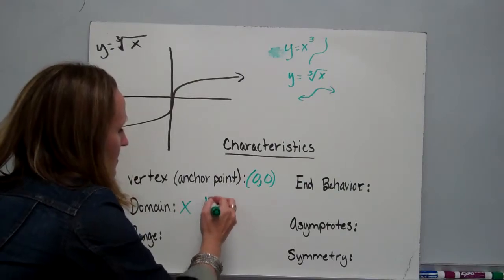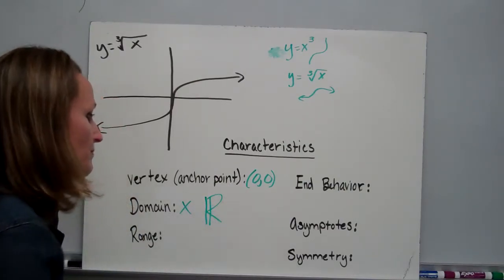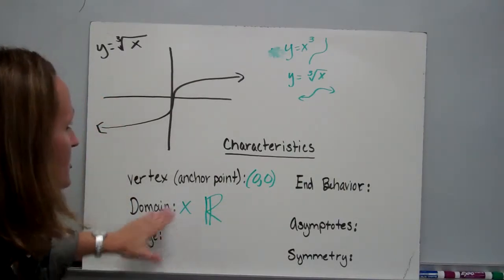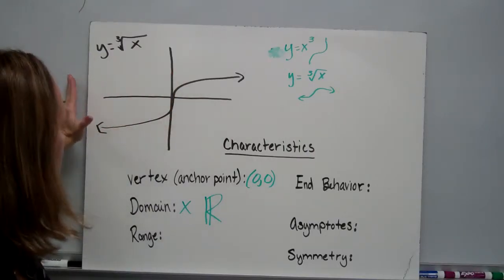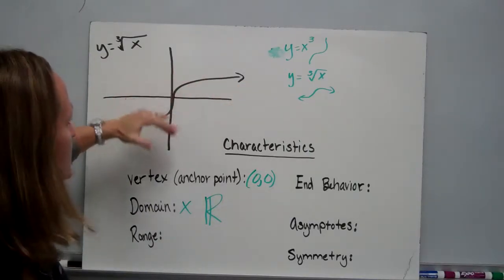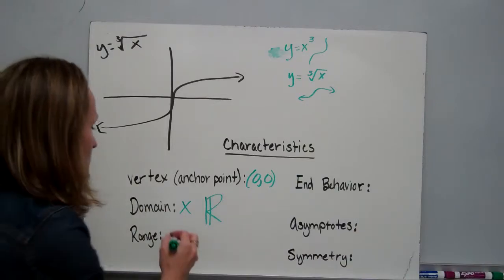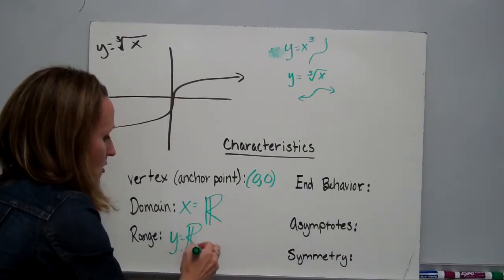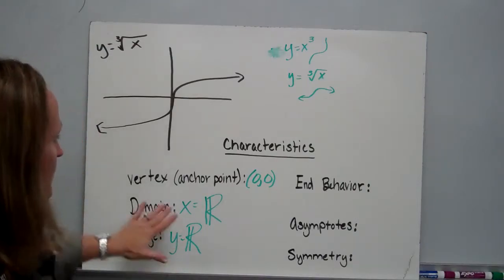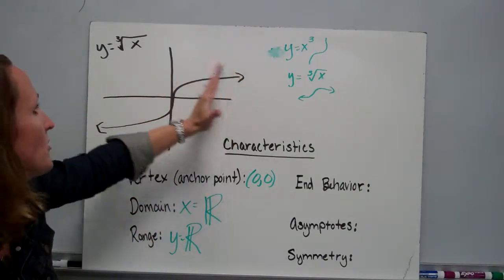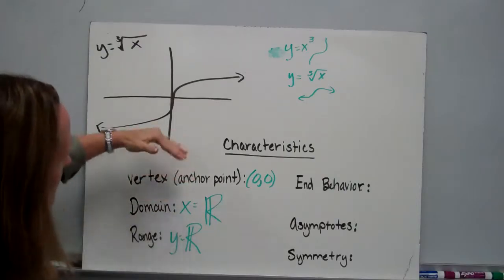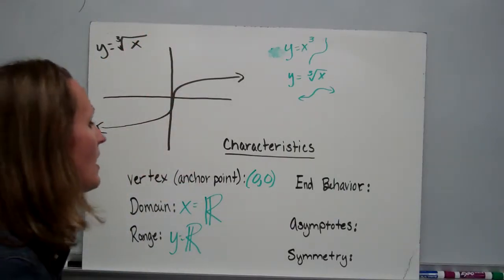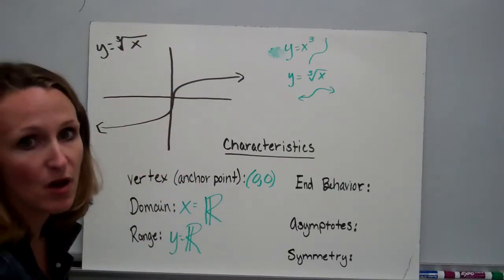And we represent that with this big, funky looking R. Our range also starts here and goes both this way, and I did it wrong again. It goes up and down. So our range, we can also say that is all real numbers. So for both your range, your domain, all your x values, and all of our y values, we represent it with all real numbers.